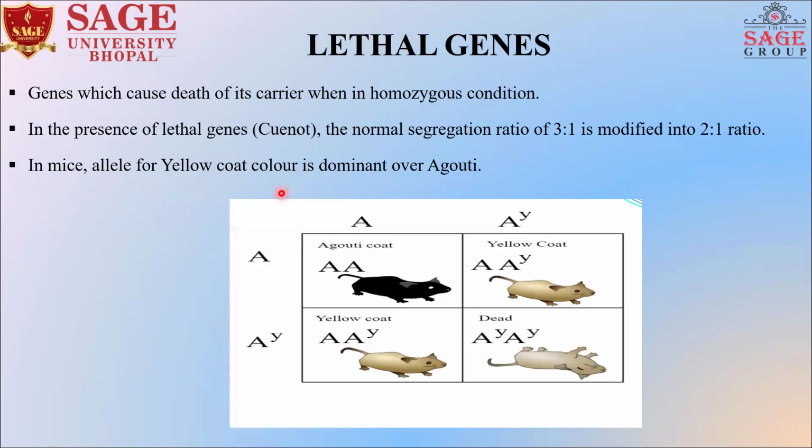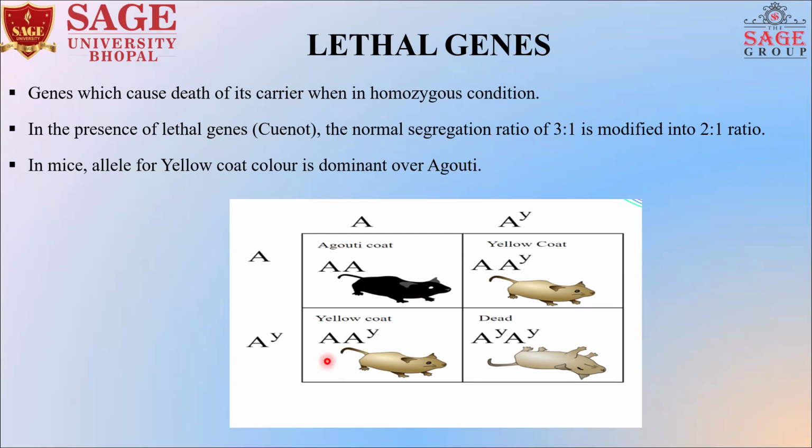Next is the concept of lethal genes. Lethal means death. If an organism or individual carries that gene, it may lead to death. A lethal gene is a gene which causes death of its carrier in the homozygous condition. In the presence of lethal genes, also called Q0 genes, the normal segregation of 3:1 is modified to 2:1. Why? Because one of the genotypes, one of the individuals, has to die.